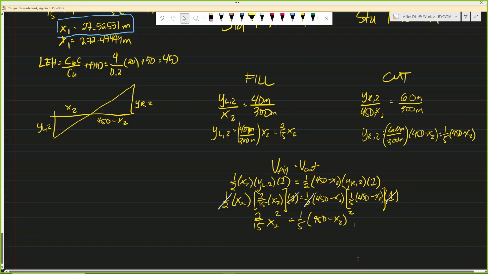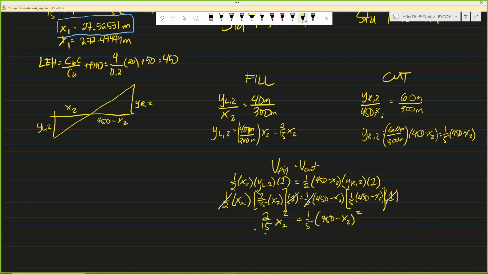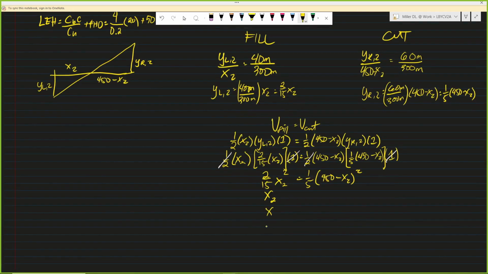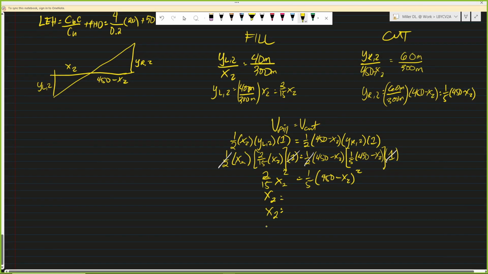Okay? Kindly solve for the value of x's. So, may two possible answers here. Katulad lang kanina, two possible answers. What are the two possible answers for x sub 2? Kindly comment sa chat box. X sub 2 is equal to what?